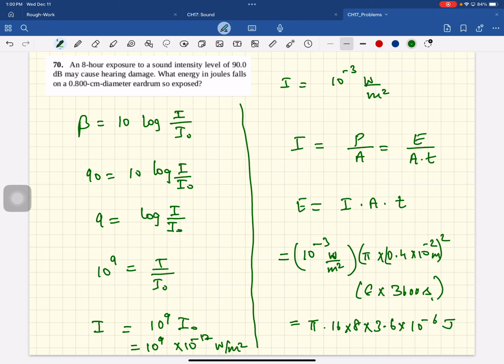All right. So this works out to, let's see, 1.45 into 10 minus 3. Okay, that's a millijoule.